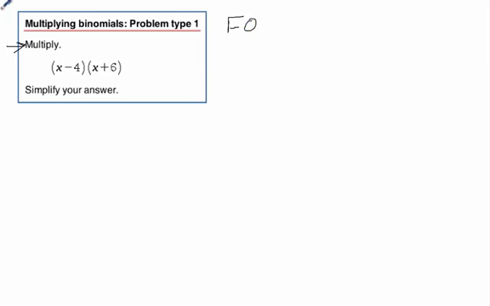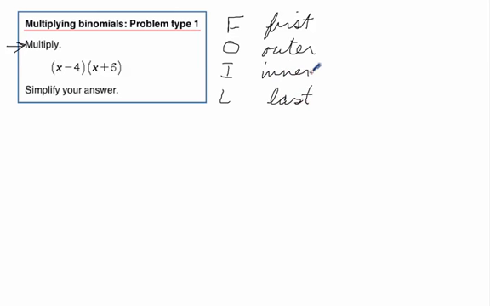F-O-I-L. And we want to really understand what each of those means. F-O-I-L. This is first, outer, inner, and last. What does that mean? Well, let's take a look.